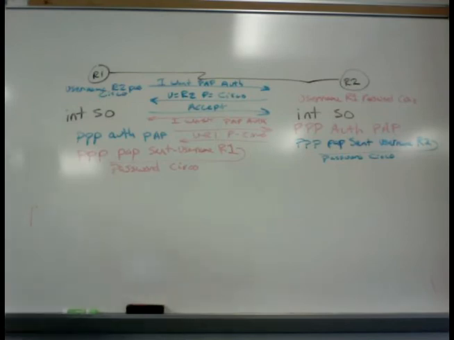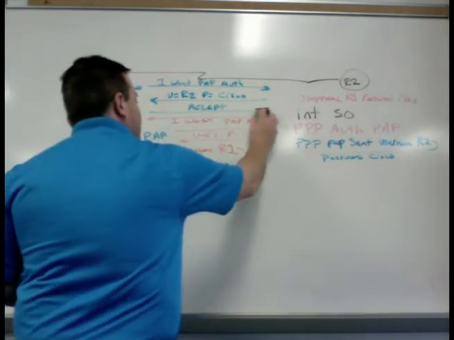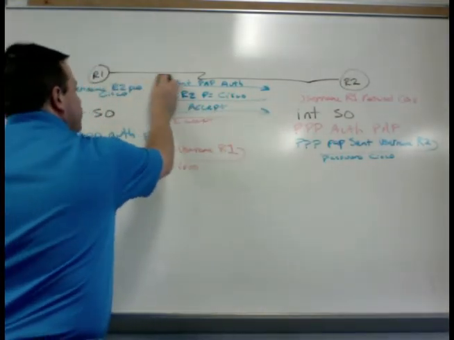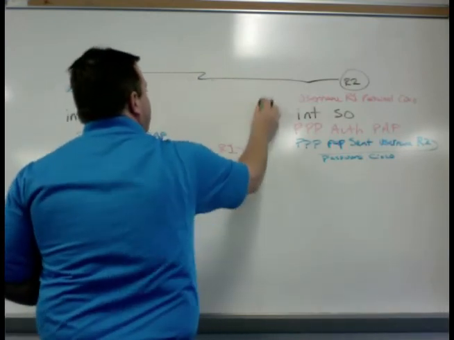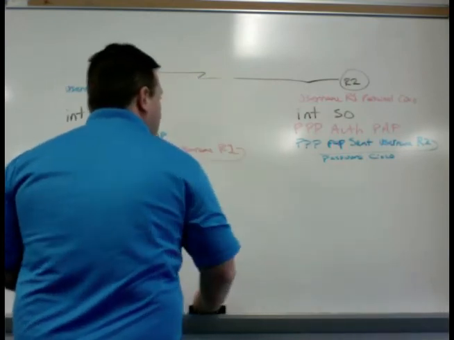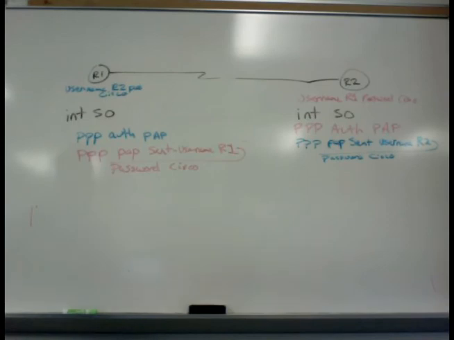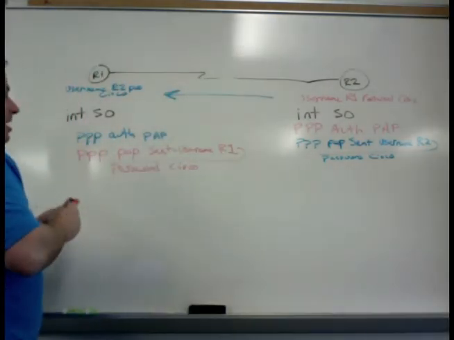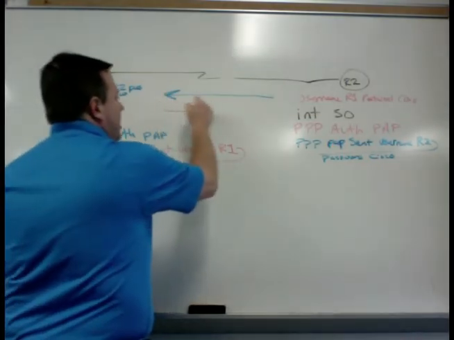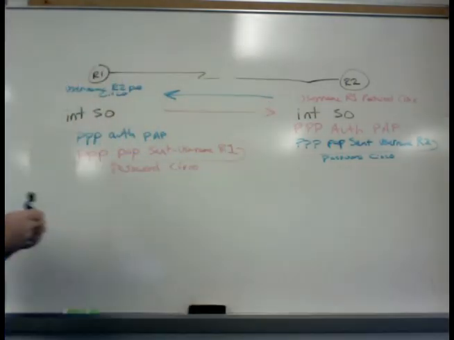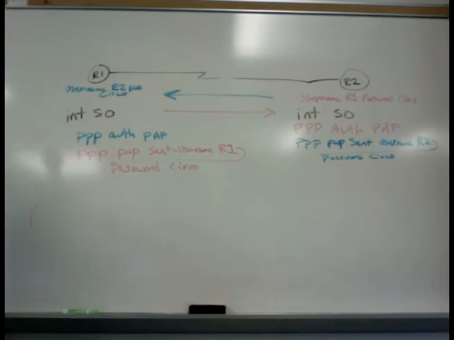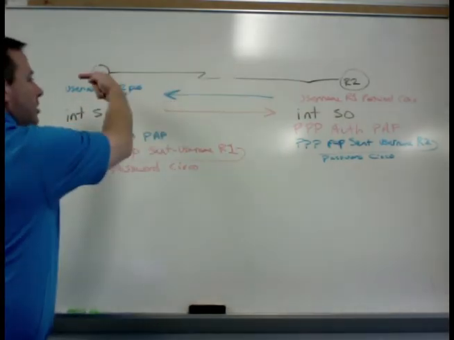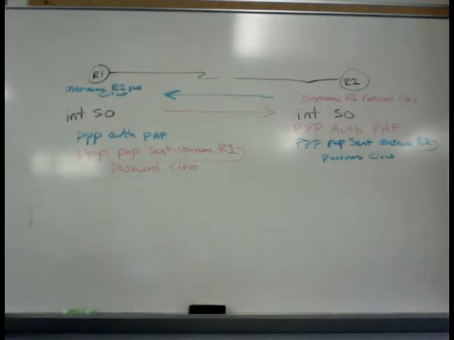Does that make sense? I'm going to get rid of this just so it's a little cleaner. But the blue was authenticating this way, and the red was authenticating that way. Red commands are telling router 2 who we are. The blue commands are telling 1 who we are. Does that make sense?